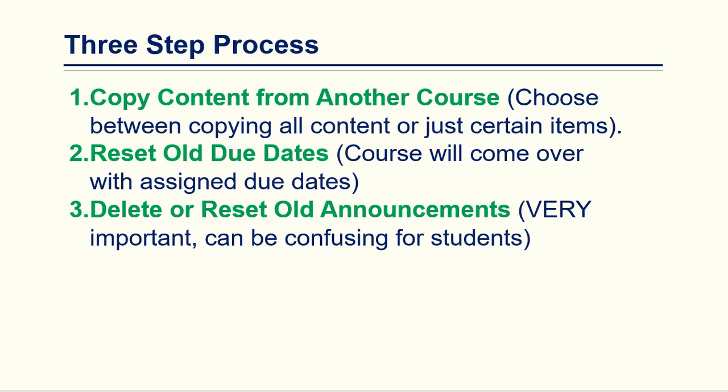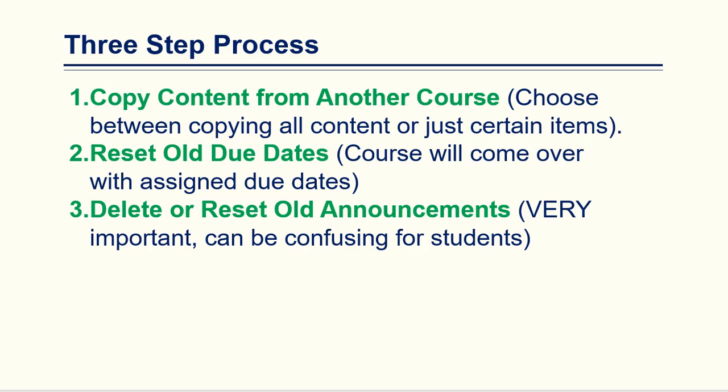The first step is to copy the content from the other course, so to do the copy itself. You'll have the ability to choose between copying all the content over or cherry picking certain items. Then, once the content has been copied over, you will need to go in and reset the old due dates because the course will come over with old assigned due dates. So if it is fall semester, it will actually copy over the old spring semester due dates so that everything is already past due by the time the students start the fall course. So you'll of course need to reset those due dates for your fall semester dates.